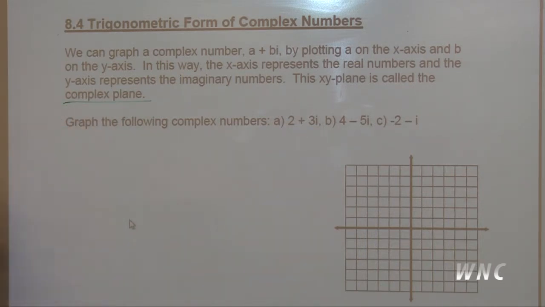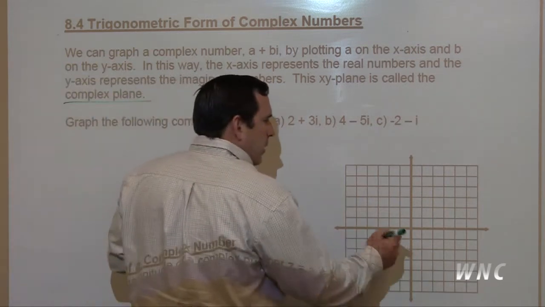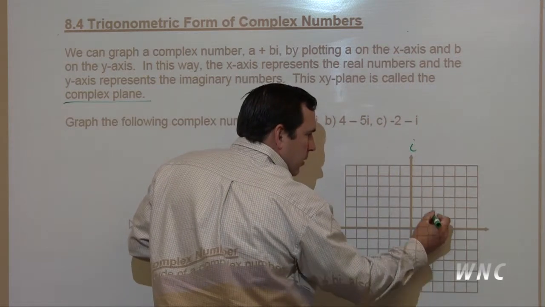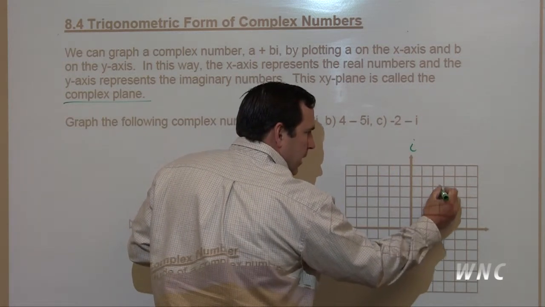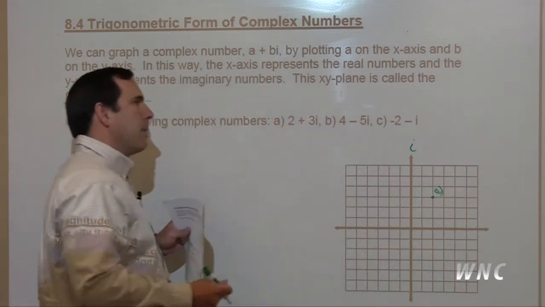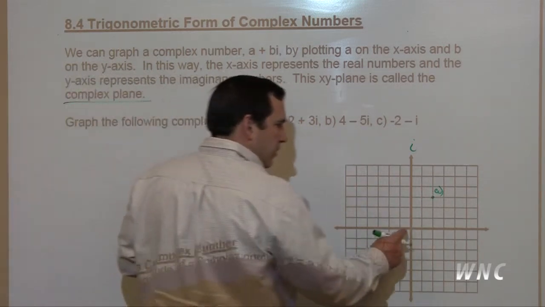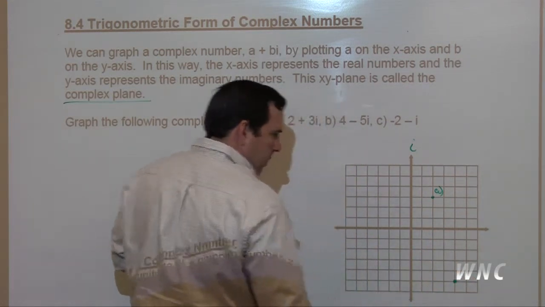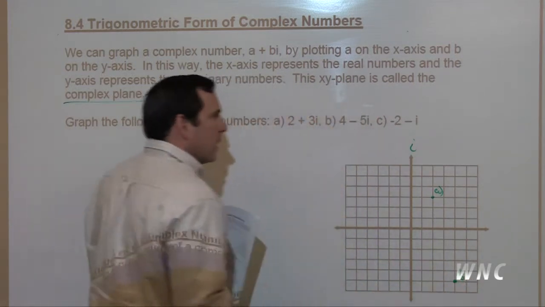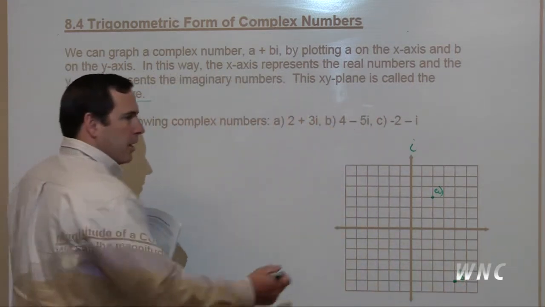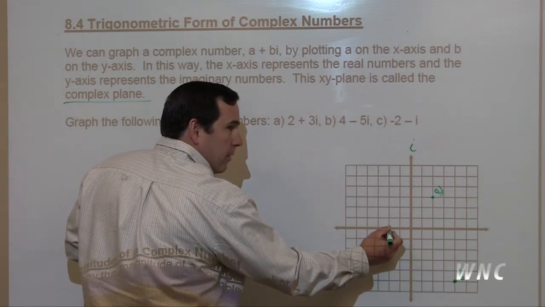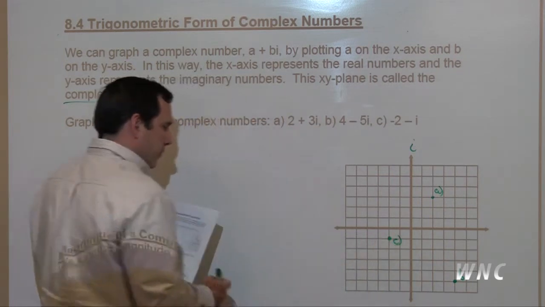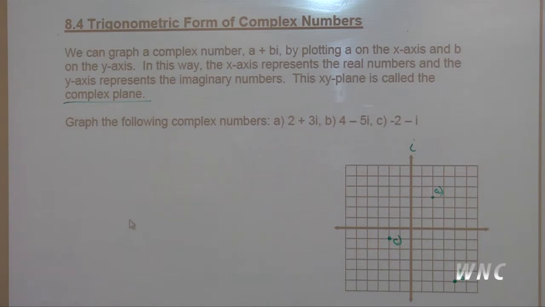Okay, graph the following complex numbers. 2 plus 3i, so this is the i, up this way. That's A, 2 plus 3i. 4 minus 5i, so it's 4, and the minus 5i goes down here, it's negative. That's B. And then C is negative 2 minus i. So negative 2, you're going to come over here, negative on the x-axis. Minus i means it's going to go down 1 on the y-axis. That's our C. That's the graphing of those.